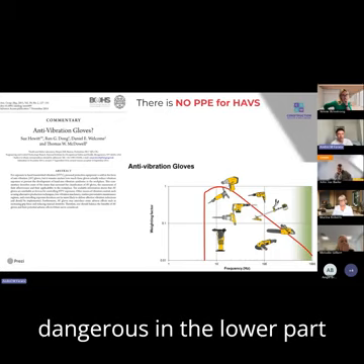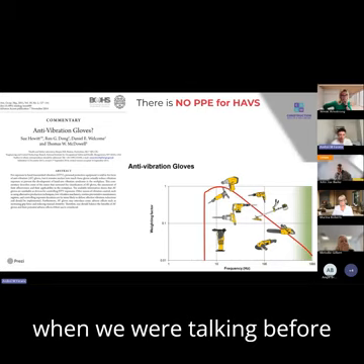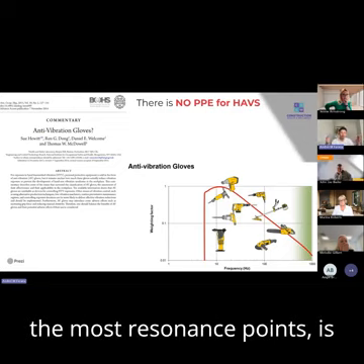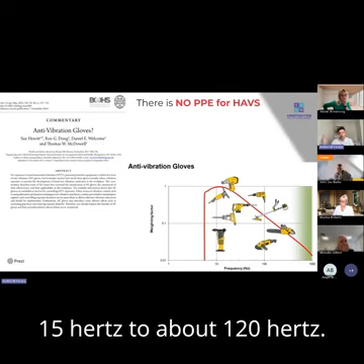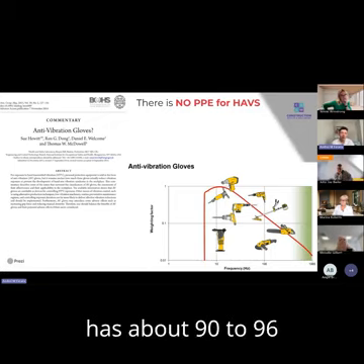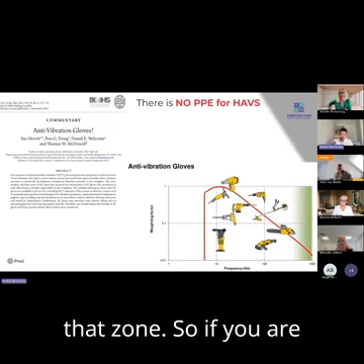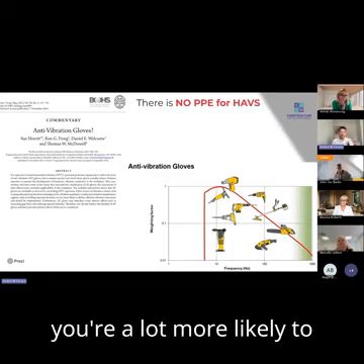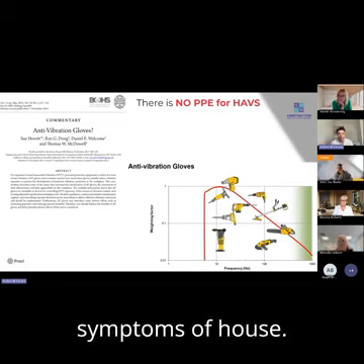is dangerous in the lower part of the weighting factor curve, because when we were talking before about resonance, that's where the human hand-arm system has the most resonance points, somewhere between around 10-15 hertz to about 120 hertz. The normal average human hand has about 90 to 96 resonance points in that zone. So if you are bringing the vibration of the tool exactly in that zone, you are a lot more likely to actually get your hand-arm system into resonance, and that's what generates the symptoms of HAVS.